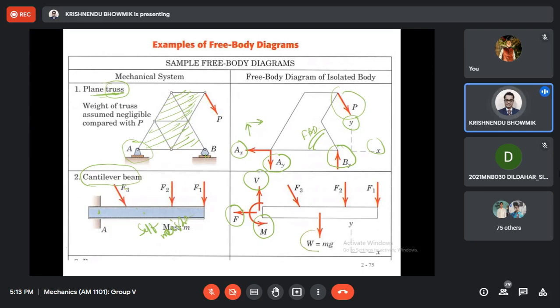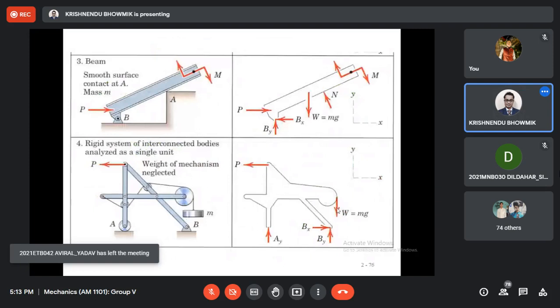You represent the self weight acting through the center of gravity, and it is vertically downward. Of course, you have to give x and y, because finally you write summation Fx = 0, summation Fy = 0, and moment with respect to some point O is also 0, and we will sign this one as anticlockwise positive.